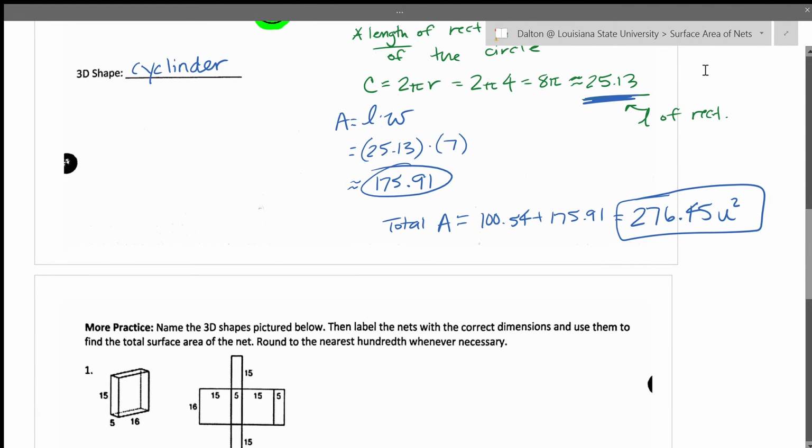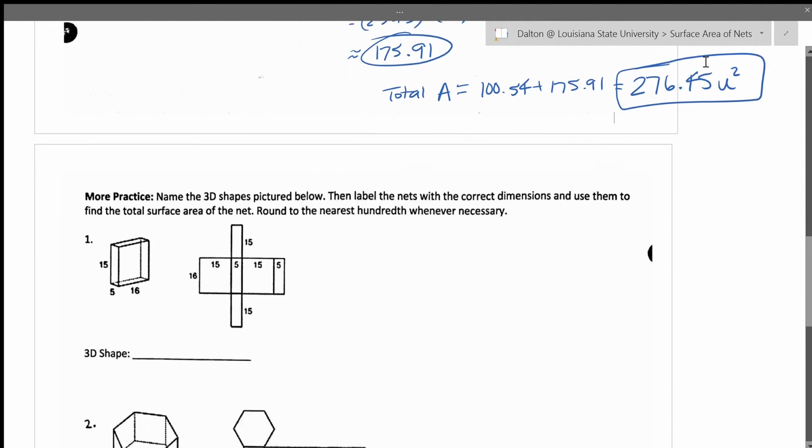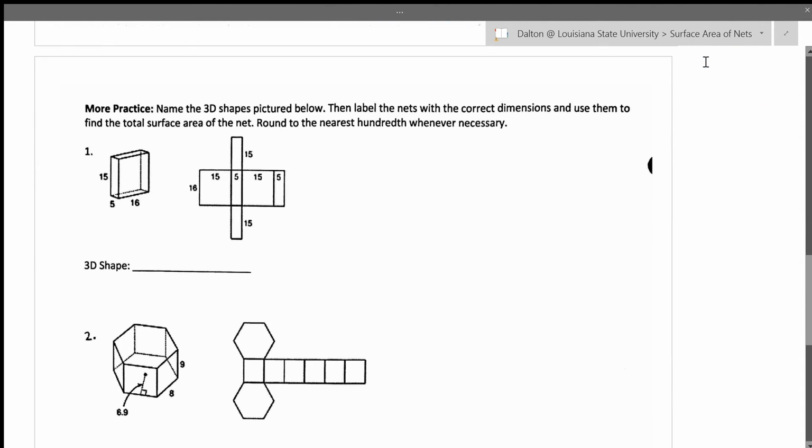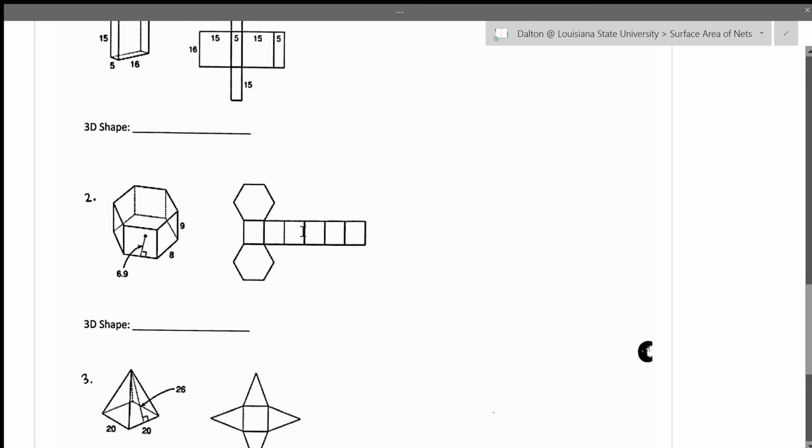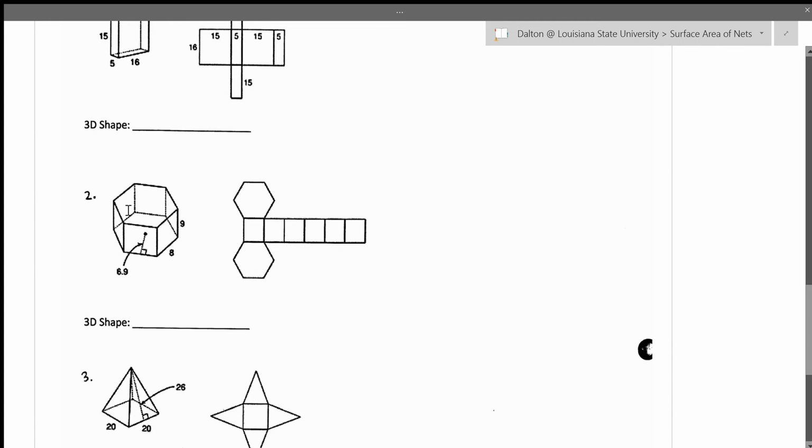Okay? So your job now is to take these examples, and I want you to do exactly what we did. I want you to take the 3D shape, take those dimensions. Notice for number 1, I've actually already labeled them for you. So your job is just to take the net, find all of its dimensions, and add those up, or do what you need to do to multiply them to find the areas of all the rectangles. Number 2 is very similar to one of the examples we did, except instead of a pentagonal prism, this one has 1, 2, 3, 4, 5, 6 sides. So that one's going to be hexagonal.